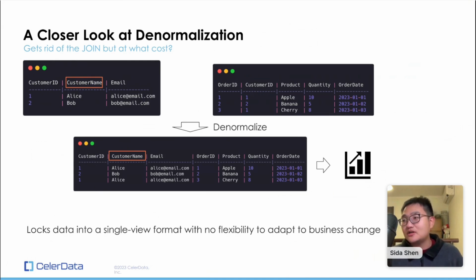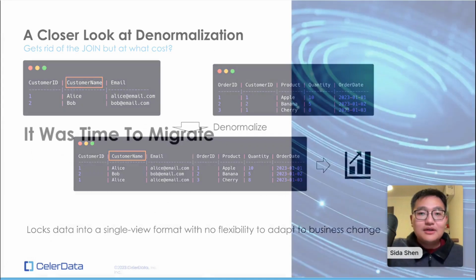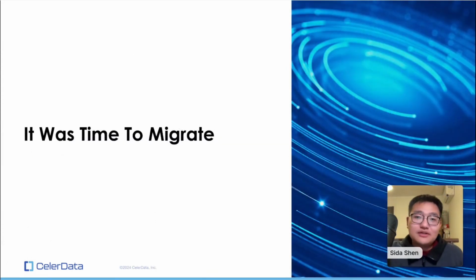Another customer of ours builds a metric system for their company, and when they were doing denormalization, it took them hours to days to do a schema change, which is just absolutely insane. This is not something that anybody should have to endure. So denormalization is definitely very harmful. So it was time for them to migrate.